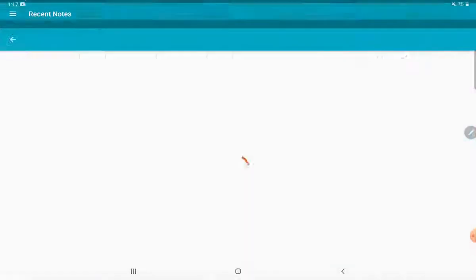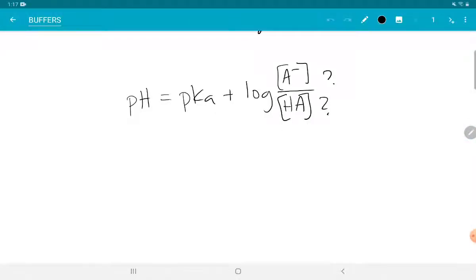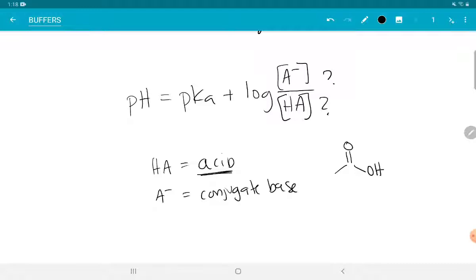HA goes with the idea of general nomenclature for things. HA is the protonated acid form, so that's the acid, and A minus is the conjugate base. Remember, when I had acetic acid and it broke down into acetate and an H plus, there's my A minus, right? It has the negative charge. And this compound, my acetic acid, is my HA. H is just the proton. It's the protonated form that's ready to be donated.